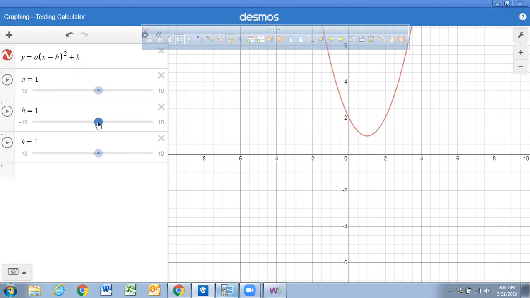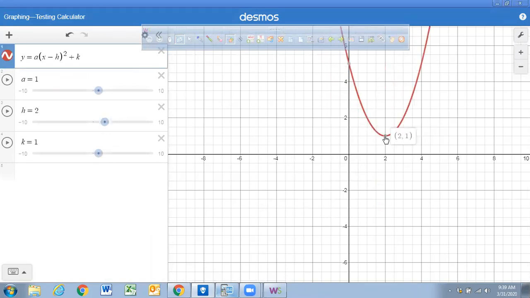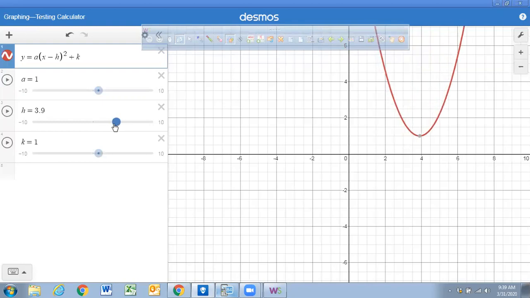What I'm going to do is change my H value to a 2. Everybody see where my vertex is? My vertex right now is at a 2 and 1. If I move it all the way over to a 4, now I'm at 4 and 1. Okay? So what does the h value do? The h value deals with the x part of your vertex. All right, that's the h value.